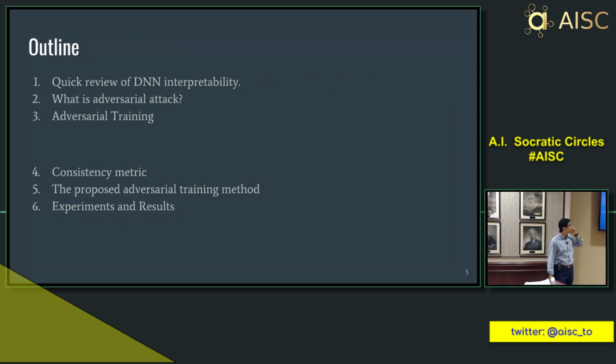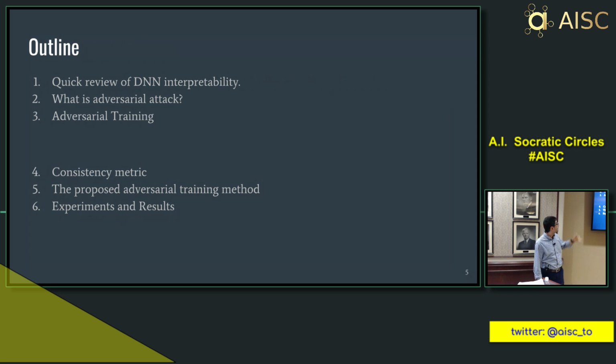So I start with interpretability, and then a little bit about adversarial attacks, and then a general idea of what adversarial training is. And then I get back to the paper talking about the consistency metric, the method they proposed, and finally the discussion points and results.